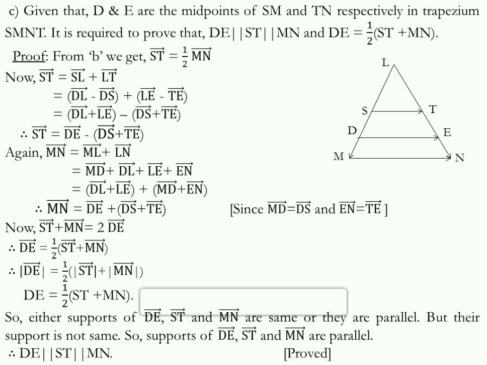Now the vector DE equals half of the vector summation of ST plus MN. So either their supporting lines should be the same or they are parallel. But from the figure it is clear that ST, DE and MN are not on the same line, so they are parallel. And in magnitude, DE equals half of (ST plus MN). So that concludes the proof of problem C.